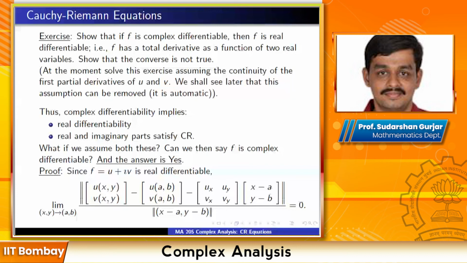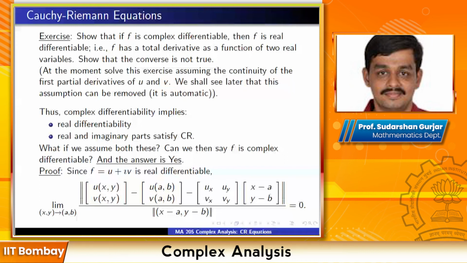Okay, so the previous discussion showed that complex differentiability implies real differentiability and real and imaginary parts satisfy Cauchy-Riemann equations. Now I'm just going to prove the converse. Begin with a function from an open subset of C to R2, which is real differentiable and whose real and imaginary parts satisfy Cauchy-Riemann equations. We want to prove that the function is complex differentiable. Yeah. So let us see the proof.